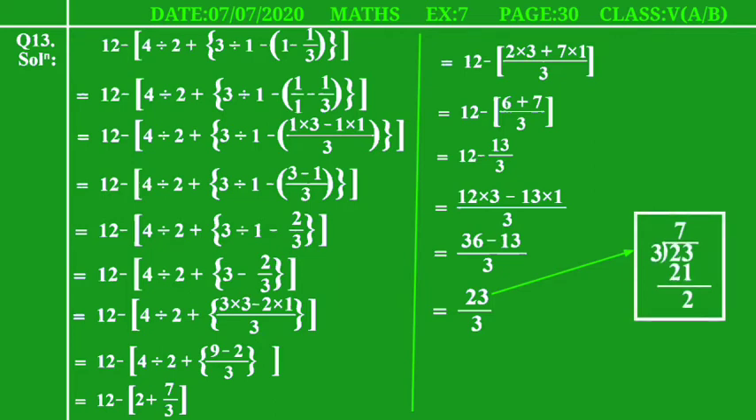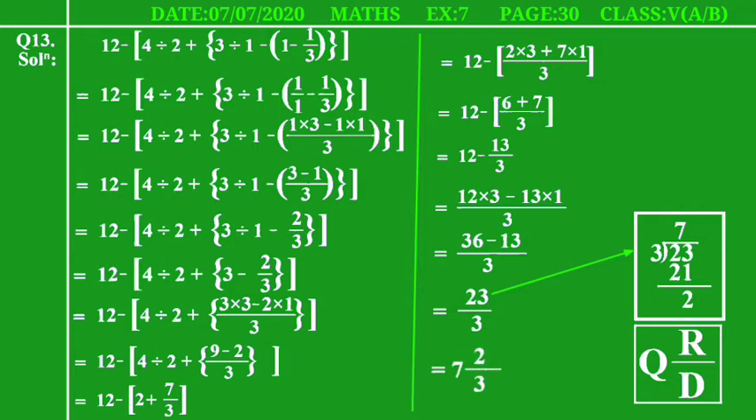Now you need to change into a mixed fraction. How? You will write in the form of Q quotient, R remainder, divided by divisor D. Divisor, okay, not dividend. So what is the quotient here? Quotient is 7 in the division, okay. You check the division there. So quotient is 7, then remainder is 2, and the divisor is 3. So 7 whole number 2 by 3, and that's the answer, okay. So this is how we solve this question.